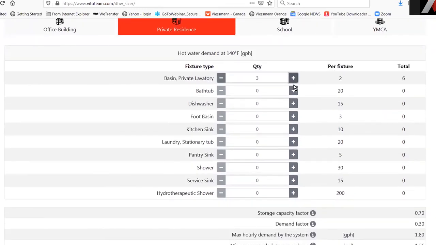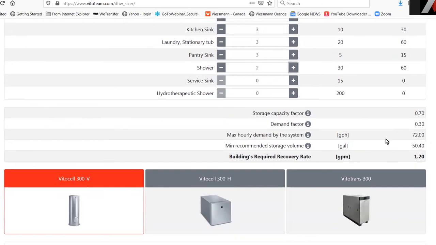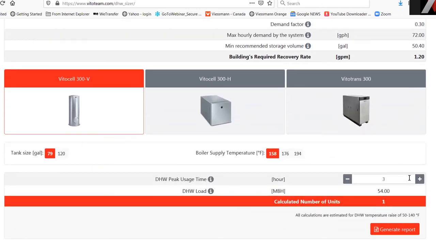And you just pick, what do you have for loads? So you calculate how many fixtures you have in the house. I'm just going to click a bunch here. And when you get down to the bottom here, it will tell you what your hourly system demand is, how many gallons per hour you need for hot water. Down here, it also allows you to put in your peak hours. Most residential homes have a peak in the morning when everybody gets up and has a shower, and in the evening when they're doing laundry and dishes. You can guess at those numbers based on the way the people live in the home.